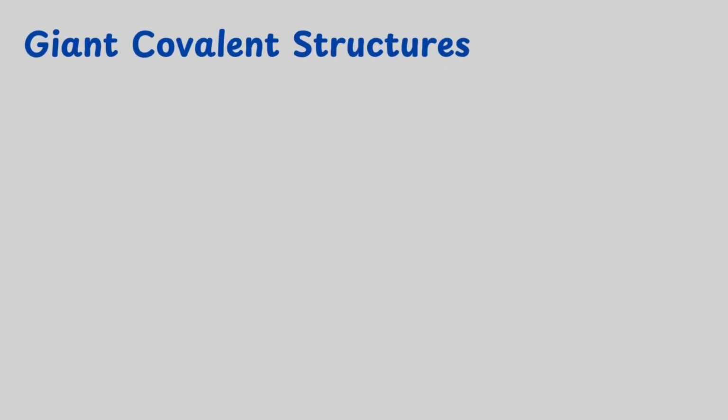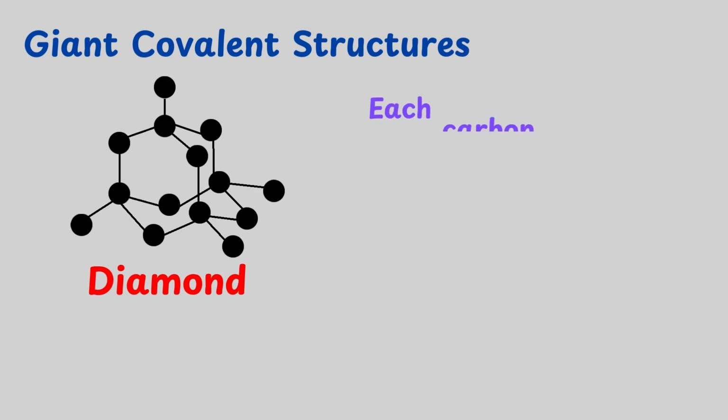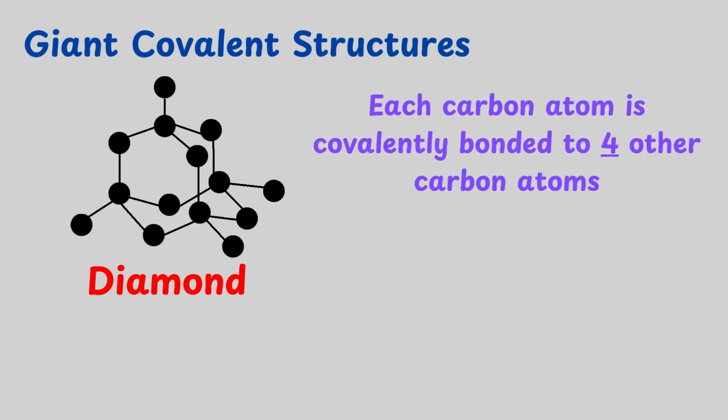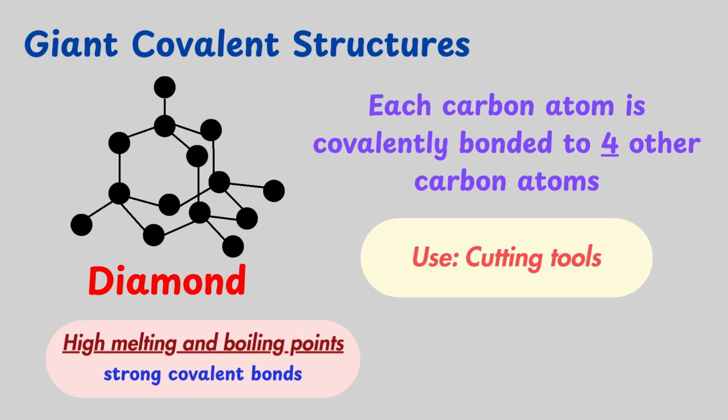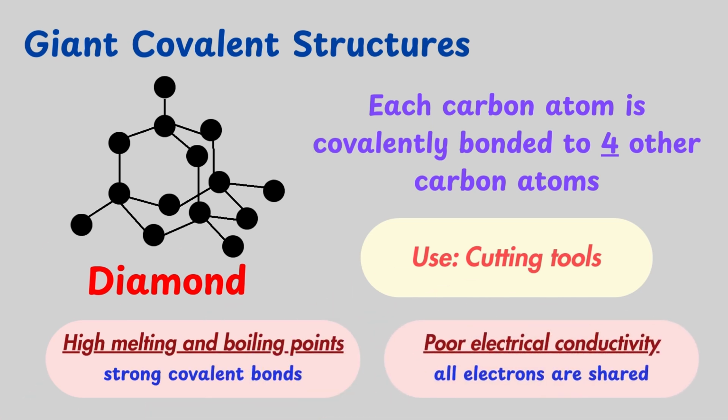Let's look at some examples of giant covalent structures. This is diamond. In diamond, each carbon atom is covalently bonded to four other carbon atoms, forming a tetrahedral shape. Diamond is extremely hard because of this bonding and therefore is used as cutting tools. Diamond has a high melting and boiling point due to strong covalent bonds, and poor electrical conductivity as all electrons of carbon are shared.